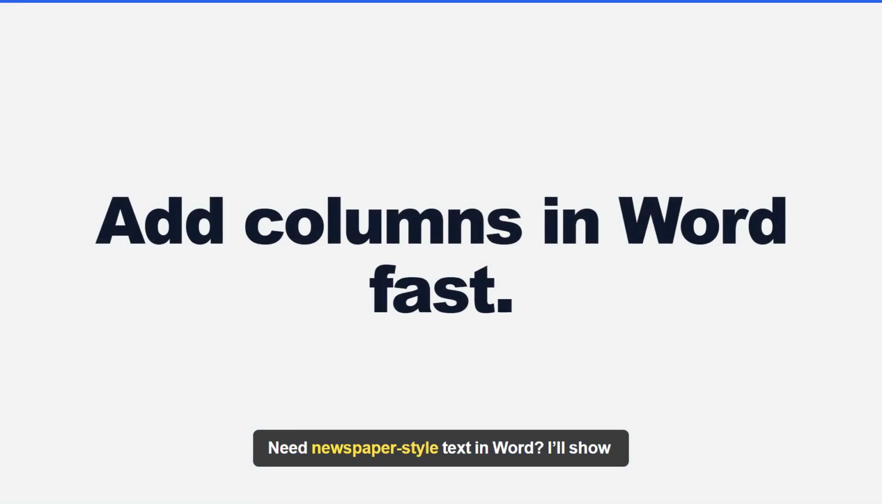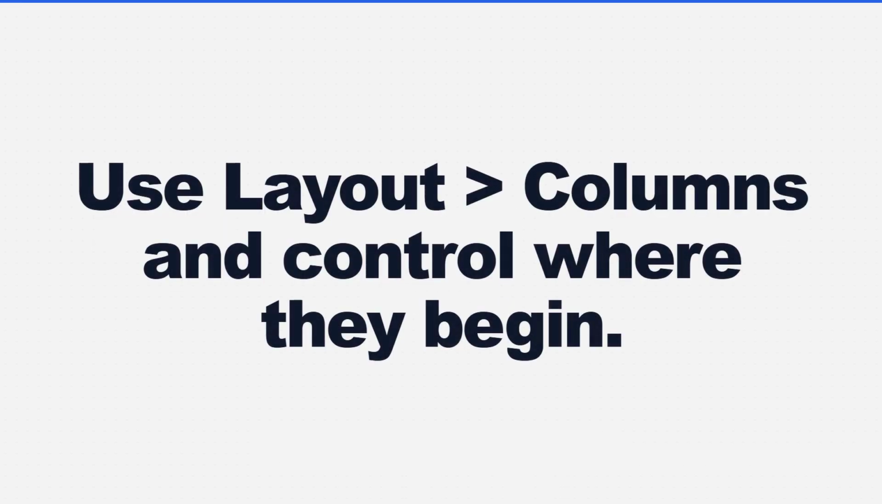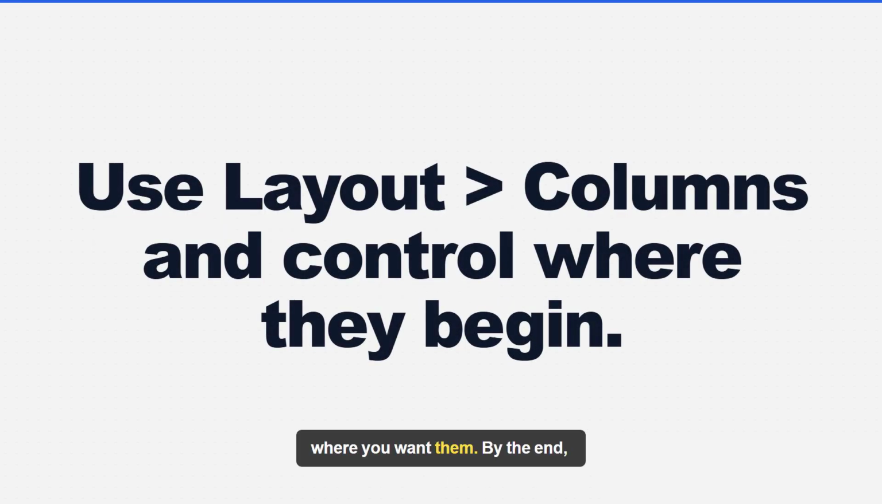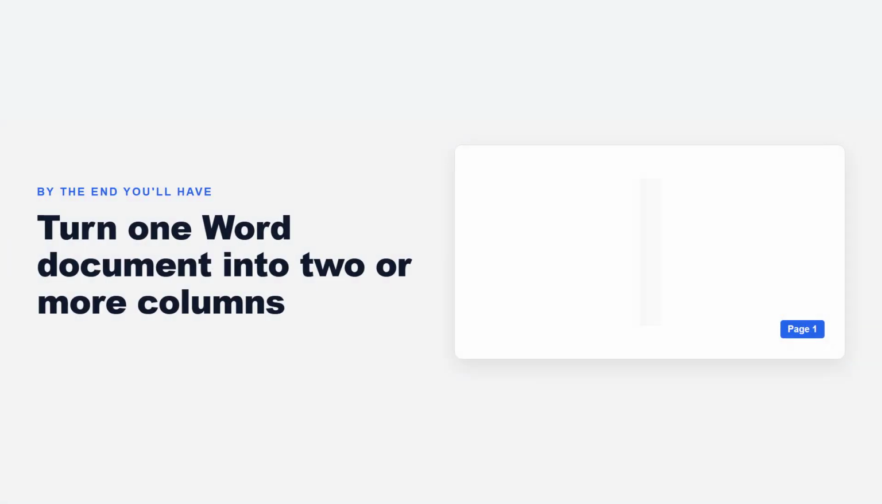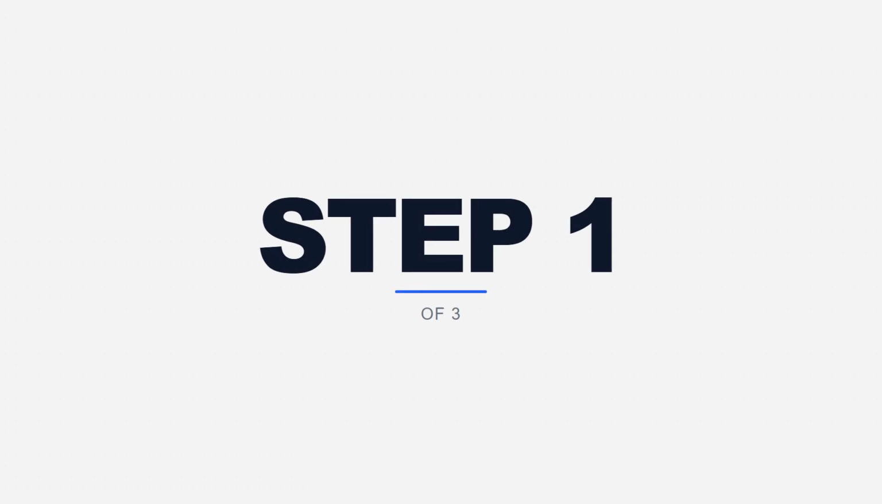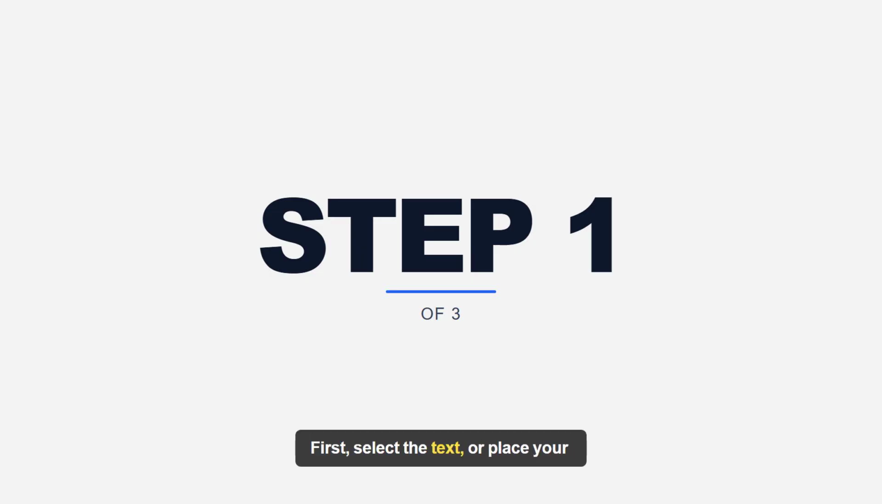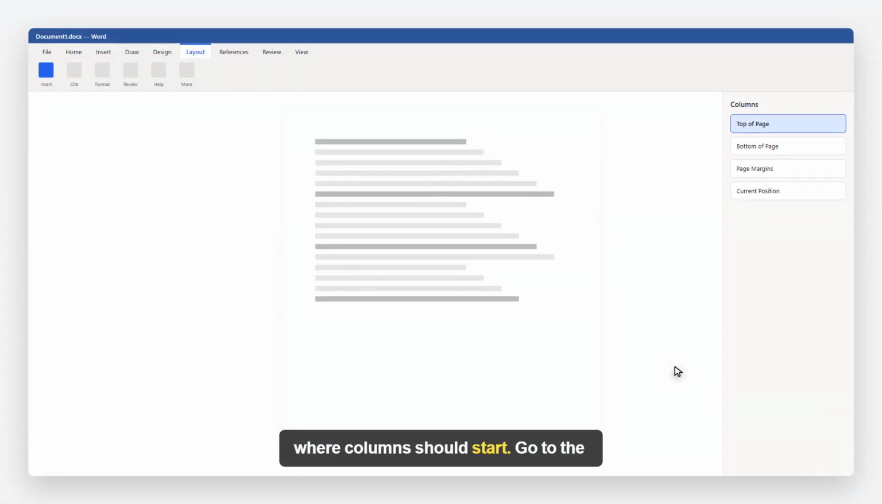Need newspaper-style text in Word? I'll show the exact layout path and how to start columns only where you want them. By the end, you'll know how to switch between 1, 2, or 3 columns and apply them to just part of a page. First, select the text or place your cursor where columns should start.